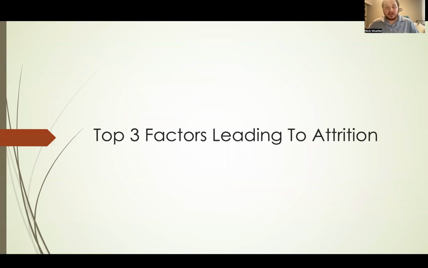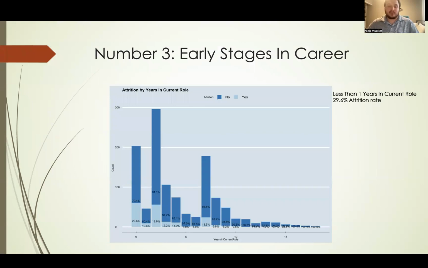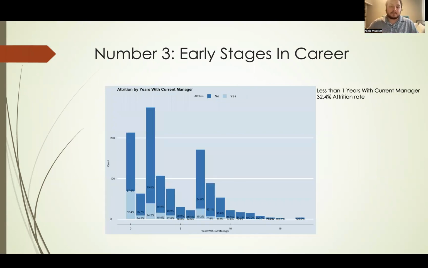The top three factors that lead to attrition. Coming in at number 3 is early stages in someone's career. As you can see by this histogram, years in current role, less than 1 year, have a close to 30% attrition rate. So those are people just getting started in their career or in their current role.